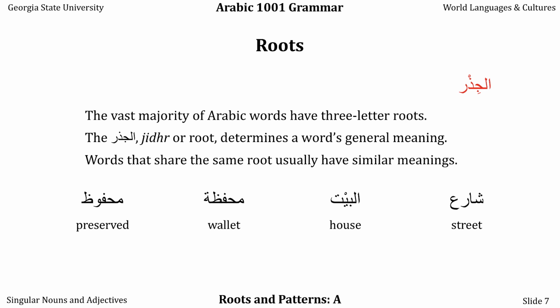Lastly, we have mahfuz, and if you can see the same three letters here, ha, fa, dha, that is its root, and mahfuz means something that has been preserved. Maktub would mean something that has been written. But there are a lot of patterns and an awful lot of roots, so it will take time.